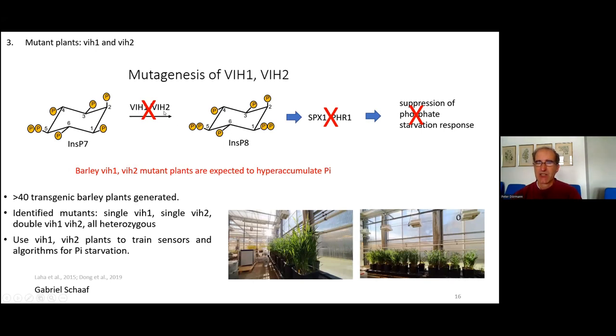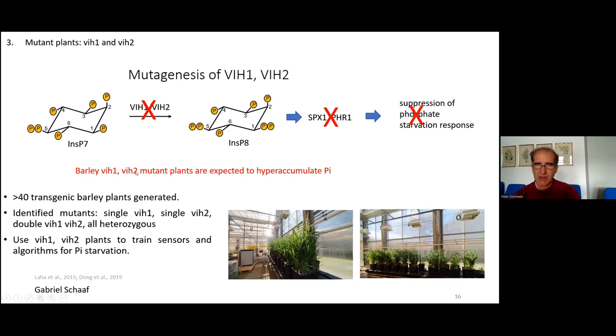We have two such enzymes in Arabidopsis, and Gabriel worked on that. And these mutants are known, and we have created mutants of the same two genes of the orthologous genes in barley. They're also two genes. The idea being to knock out one or the other, or in some plants even both, to create a double mutant, where this pathway has been blocked, where this complex cannot be built anymore, and the suppression of the phosphate starvation response is blocked.